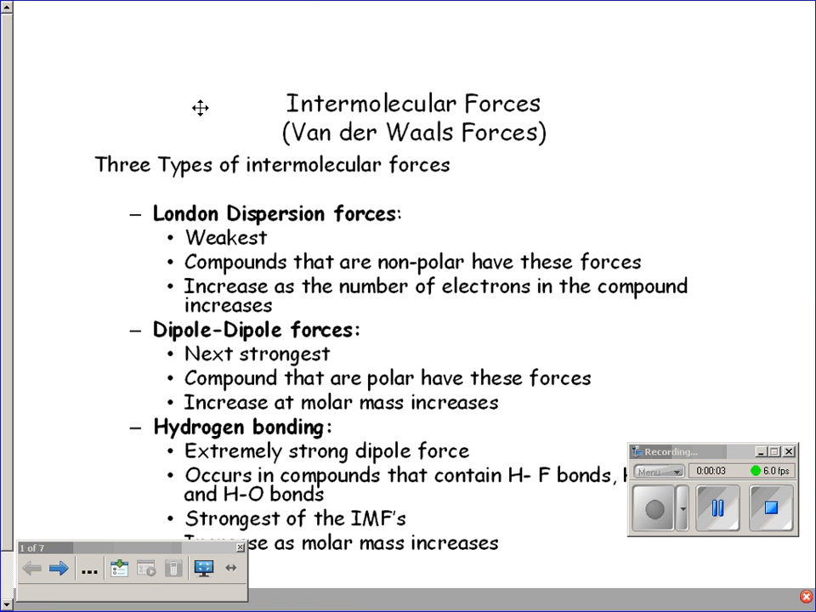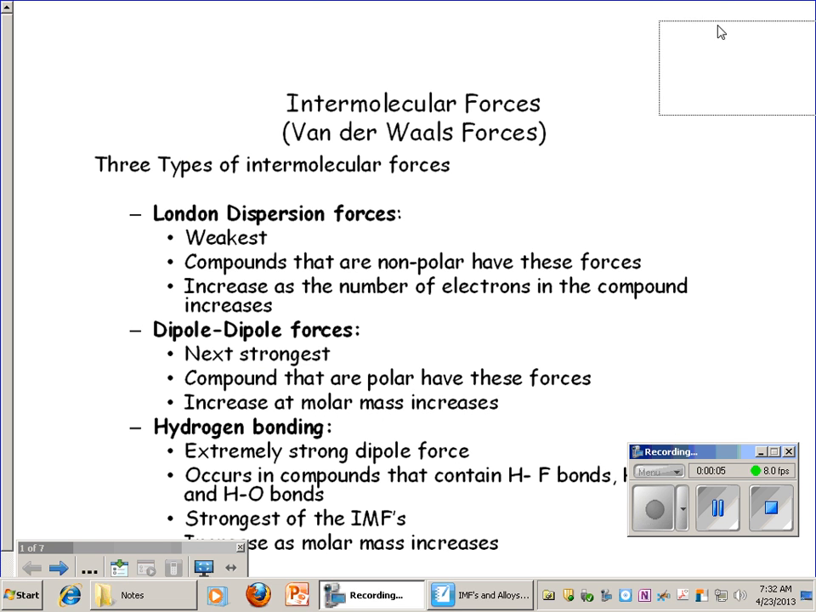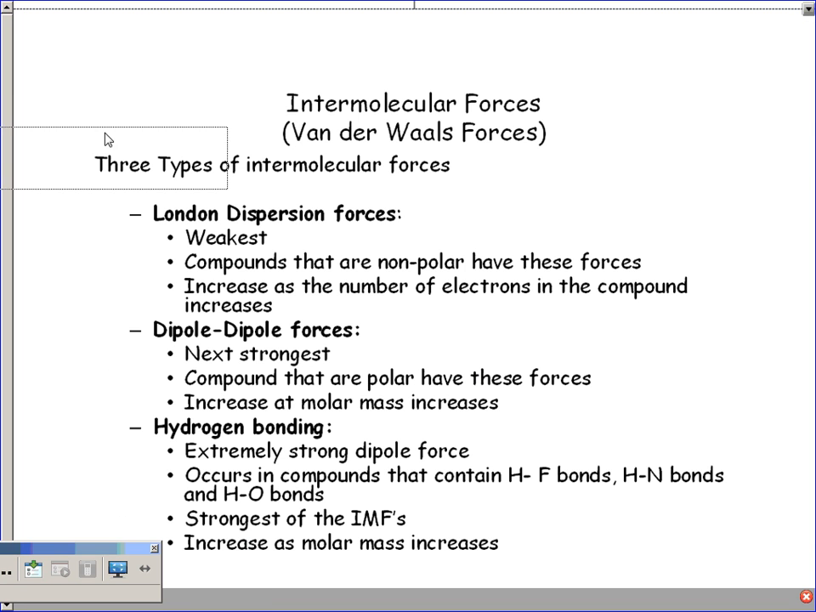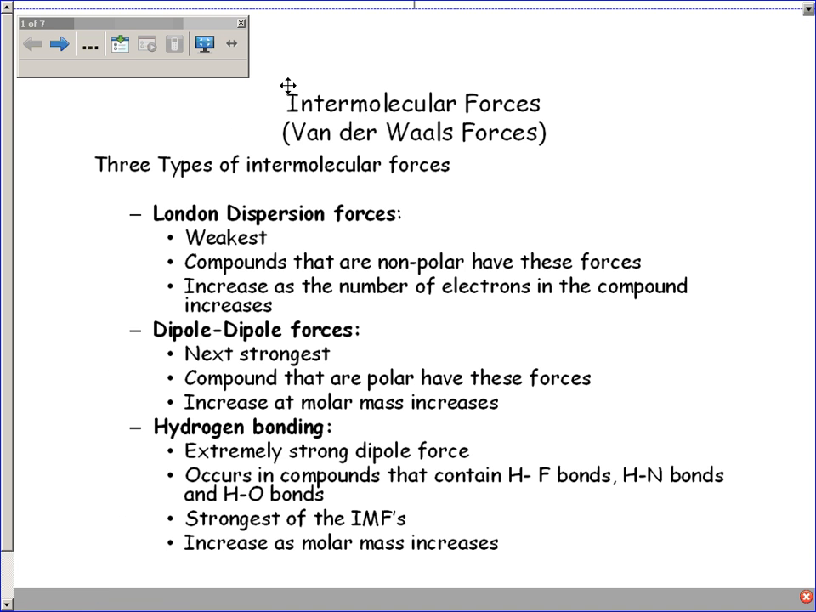Alright, so there are three types of intermolecular forces. If we look at the word intermolecular, molecular, between molecules. So when we look at this, we're talking about it in terms of molecule to molecule. This only applies to covalent molecules. It does not apply to ionic molecules.